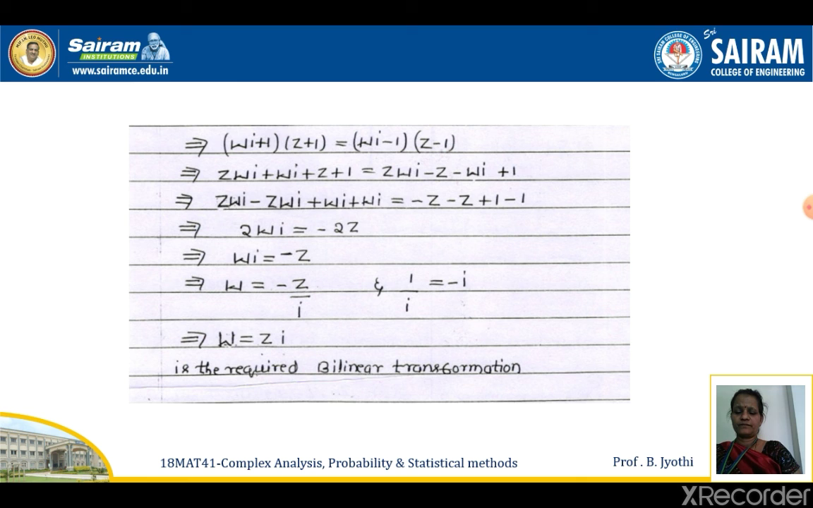But we know that 1 upon I is minus of I. Therefore, we get the bilinear transformation as W is equal to ZI, which is the required bilinear transformation.